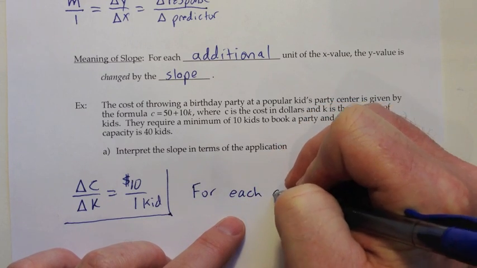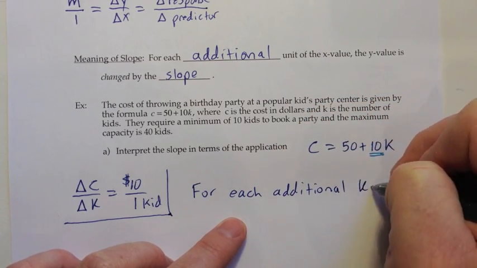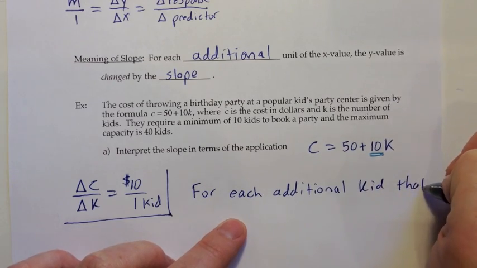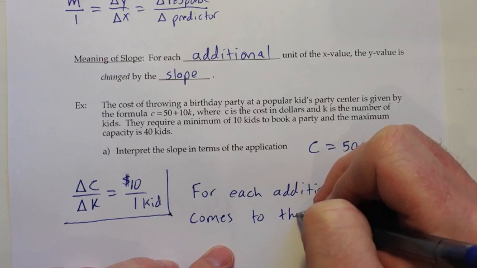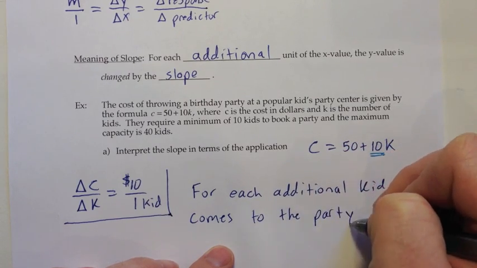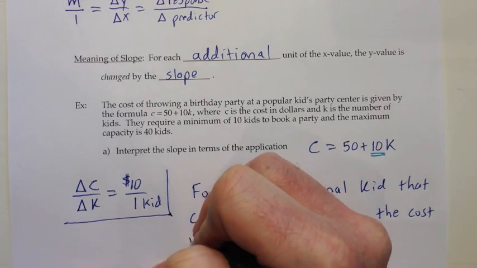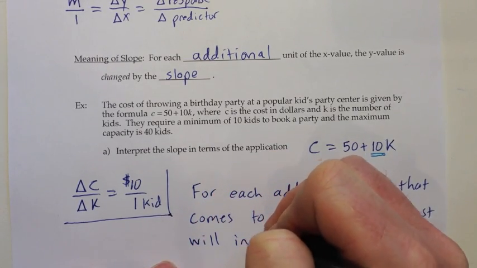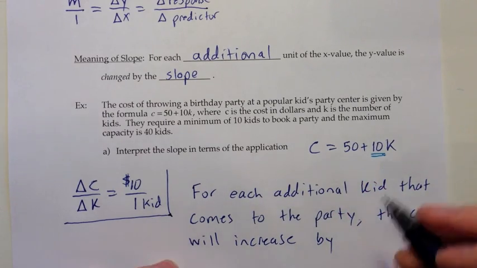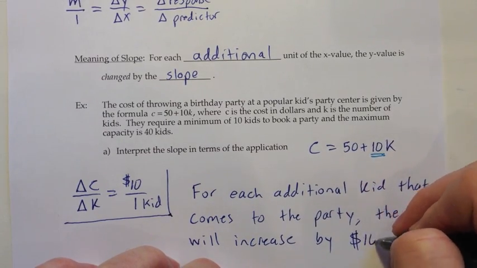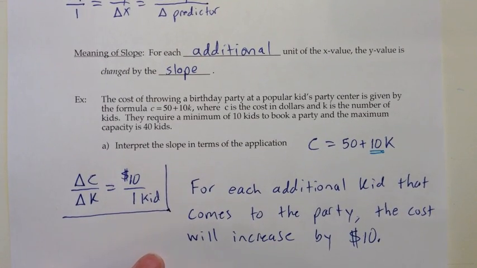So for each additional kid that comes to the party, the cost will increase, because it's a positive slope, by whatever the slope is, which is $10. So for each additional kid that comes to the party, the cost will increase by $10.